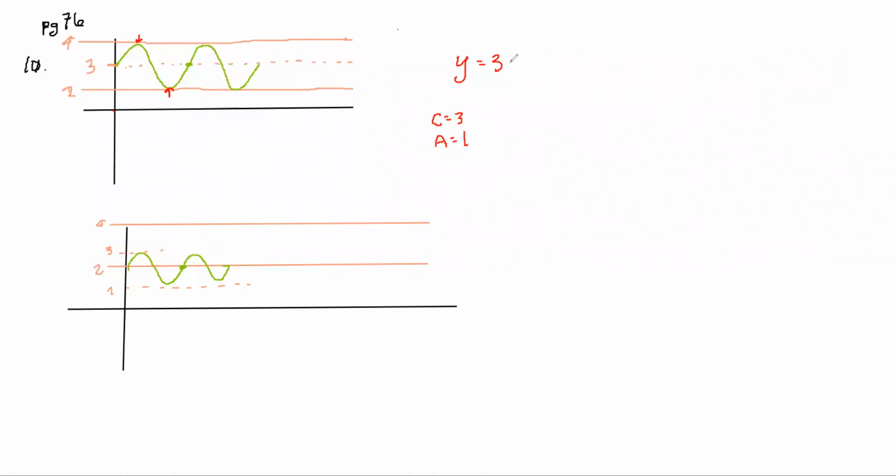So this is going to be equal to 3 plus 1 sine. And we're just going to use a sine wave because we can here. The only difference between a sine wave and a cosine wave is that one has been moved by pi over 2 in one direction or the other. We could write this with a cosine wave. We're just going to use sine here.